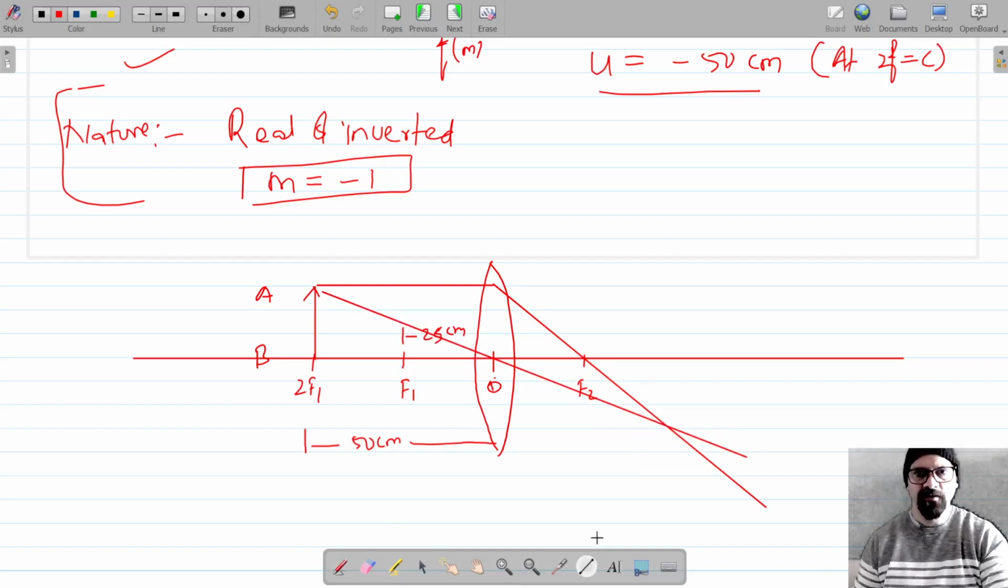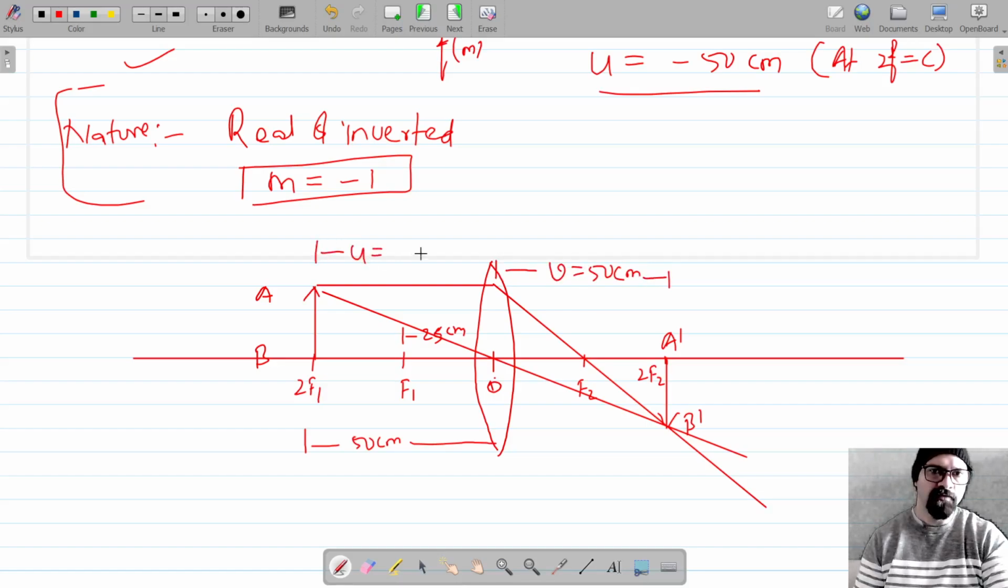This is where the image is formed. It's inverted, so we give the downward arrow for the inverted image and denote it by A'B', and this is 2F2. So the image distance is also 50 centimeter, positive, and the object was at 50 centimeter, negative. By sign convention, to the left it's negative, and to the right the distance is positive from the optical center. And let's give the direction for these rays, else half marks will be deducted.